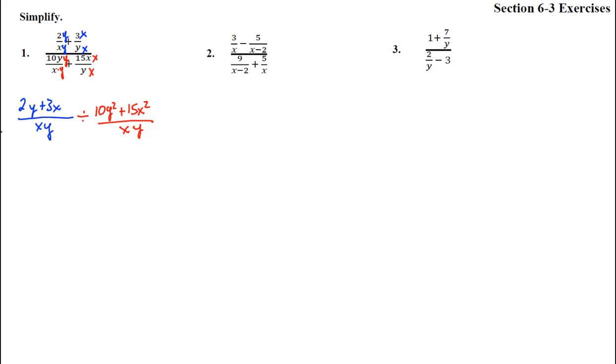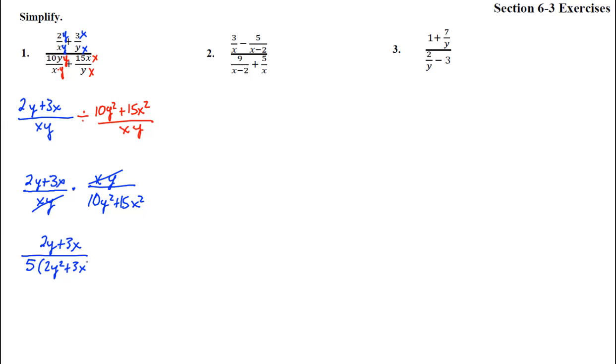So we now can write this down as multiplication by the reciprocal. So 2y plus 3x over xy times this guy flipped on its head, xy over 10y squared plus 15x squared. Look at that. The xy's are going to cancel like crazy. What can we pull out of here? We can pull out a 5, right? So we get a 2y plus 3x all over 5 times 2y squared plus 3x squared.